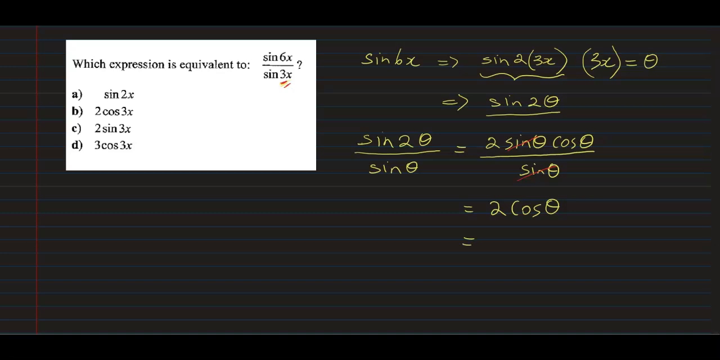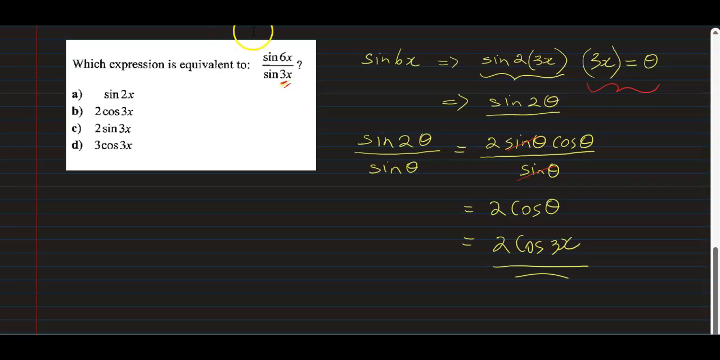And then we're going to go back and replace theta with what we had originally set it to be. And theta was supposed to be 3x. Let's rewrite that. So we're going to do 2 cos, and instead of theta, we're going to replace it with 3x, and that is our final answer. All right, and then we come back here. Which of these 4 choices is 2 cos 3x? Well, you can see it. 2 cos 3x is B, right there.